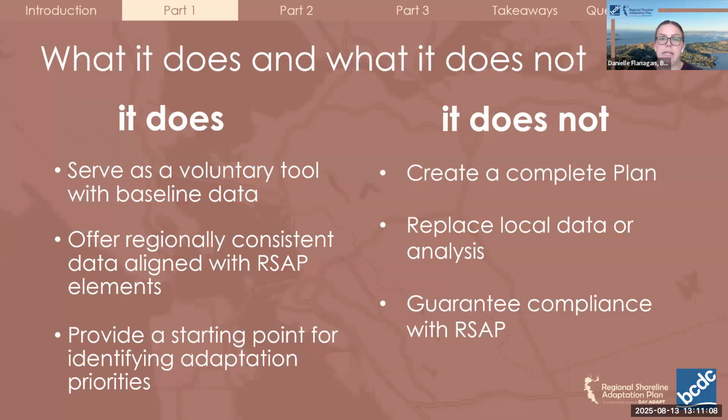But let's take a moment to be clear about what the RSAP Atlas does and what it does not do. The Atlas serves as a voluntary tool that provides baseline data. It's meant to help you get started, especially if you don't have access to this kind of information already. It offers regionally consistent data sets that align with the RSAP's plan elements, and it provides you a strong starting point for identifying adaptation priorities.